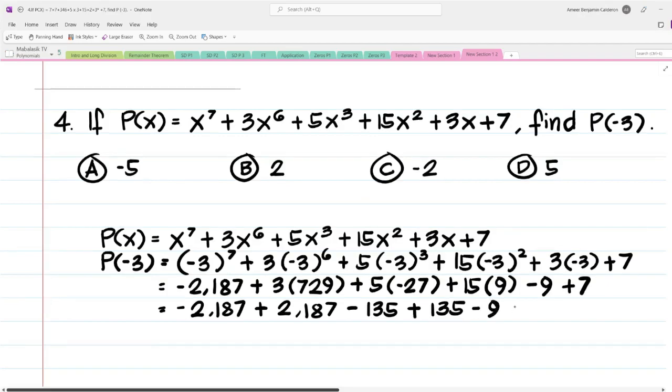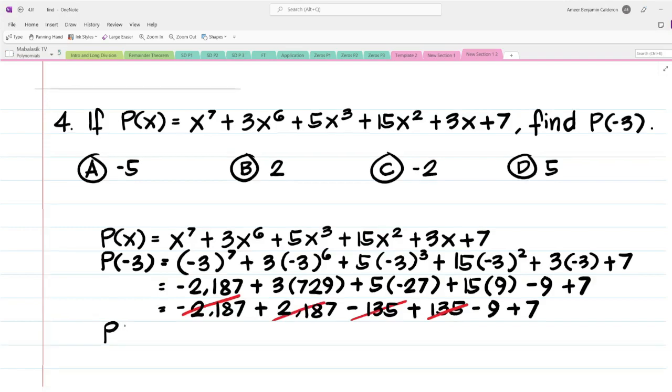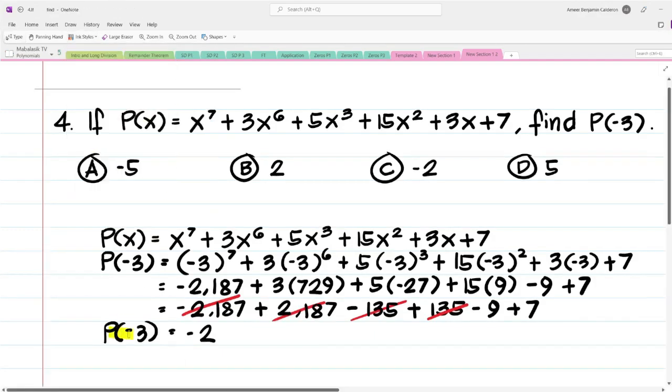Minus 9 plus 7. Final answer na tayo dito because as you can see, these two are cancelable terms. Also, these two are cancelable terms. So we are left with negative 9 plus 7. That's the value of P of negative 3, which is negative 2. Letter C.